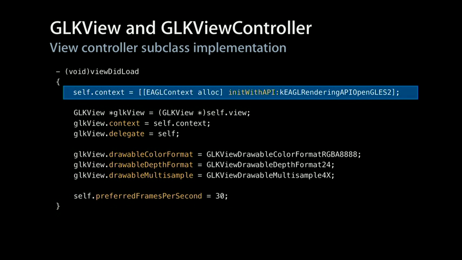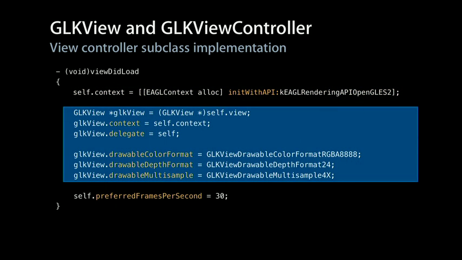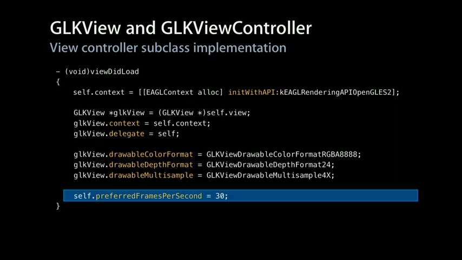Here I've subclassed GLKViewController, and this is my implementation for viewDidLoad. I start out by creating my OpenGL context, recommending OpenGL ES 2.0, of course. And here I'm getting my GLKView, setting its context and delegate, and configuring the drawables that I want. So I've asked for a 32-bit color format, 24-bit depth buffer, and 4x multisampling. Those are the view properties. But now back on the view controller, I'm requesting 30 frames per second. And as far as setup goes, that's it. This replaces all that code that you used to have to set this up manually from the old OpenGL ES application template. So it saves you a lot of work.